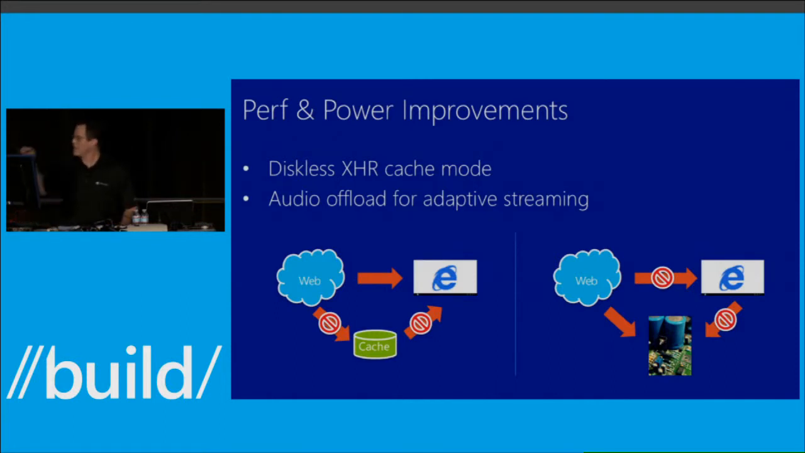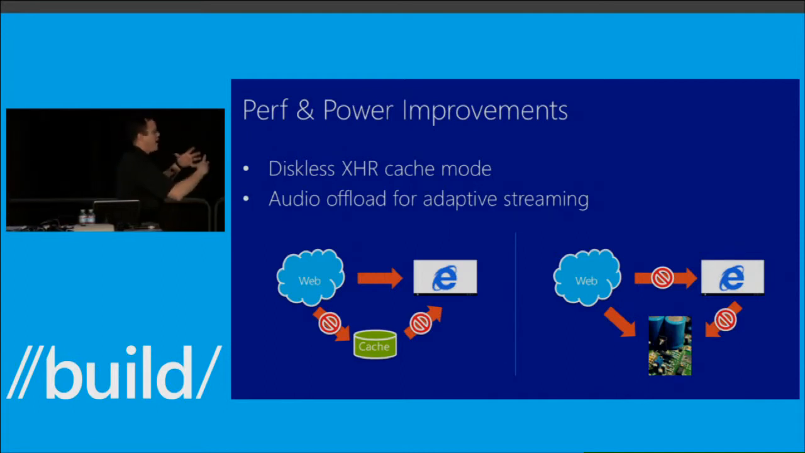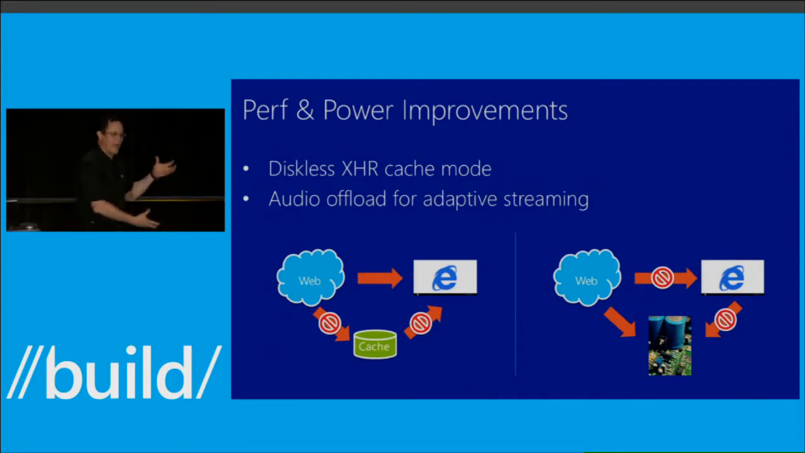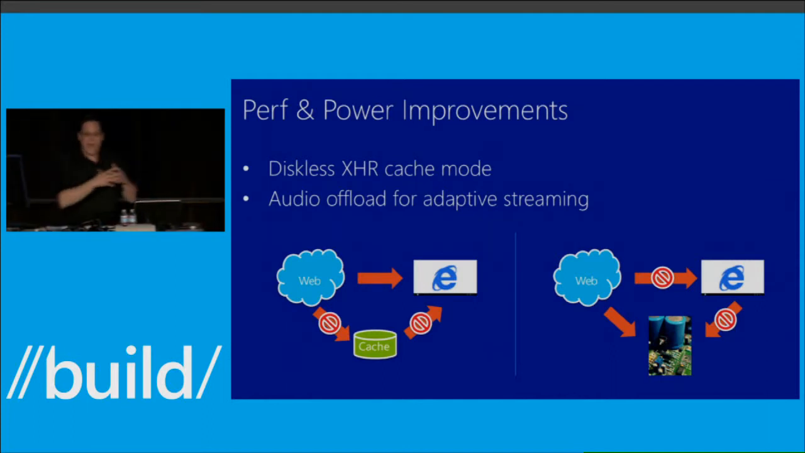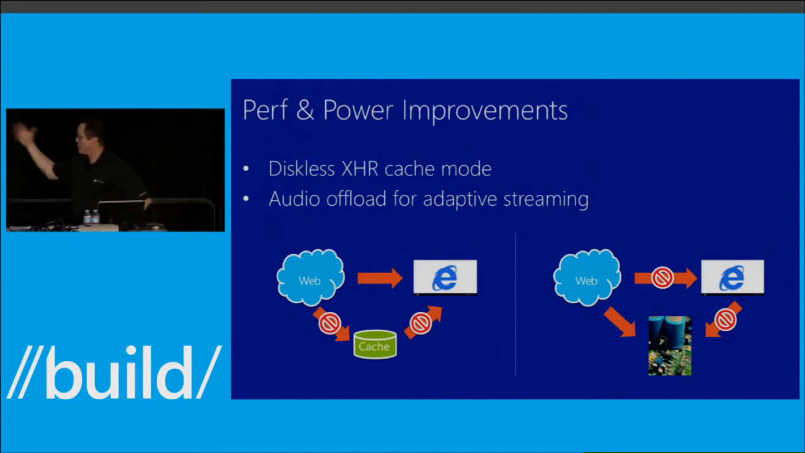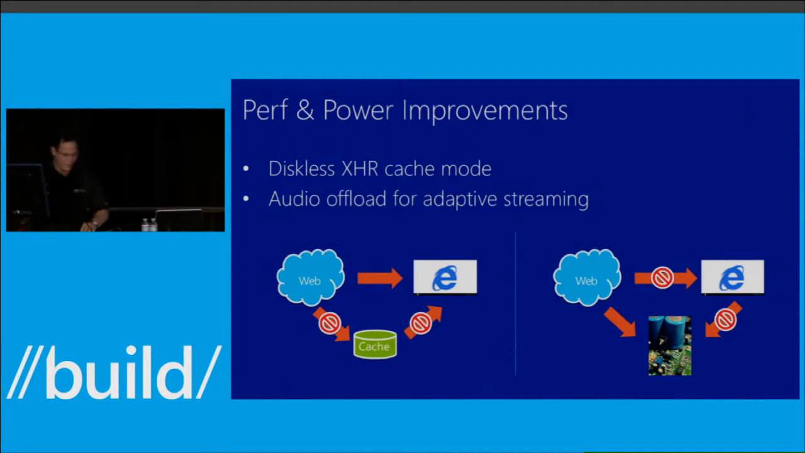So as you can see in the right diagram, normally what would happen is I would go from the web, go to IE, and then play, and continue to do that routine over and over to go ahead and get the media down. Now, because the adaptive streaming has a stream that I'm processing, I can go ahead and move that and go directly from the web to the hardware and not incur that additional execution cost.